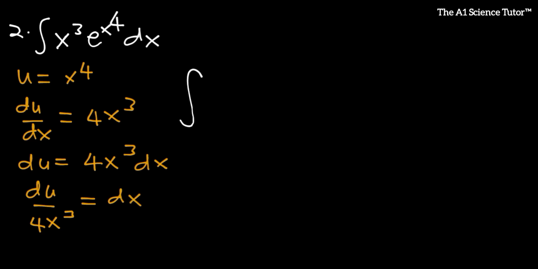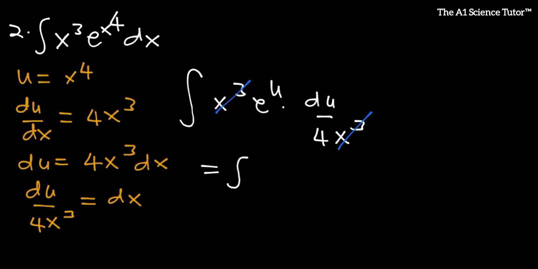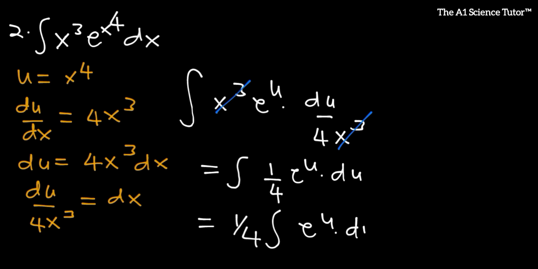So we are going to have integral x cubed e to the u, because we have made x to the fourth as u, and dx has been replaced with du over 4x to the third. So we know that x to the third will cancel out. So what should we have here? This should be 1 over 4 e to the u multiplied by du. So this will be 1 over 4 integral e to the u du.